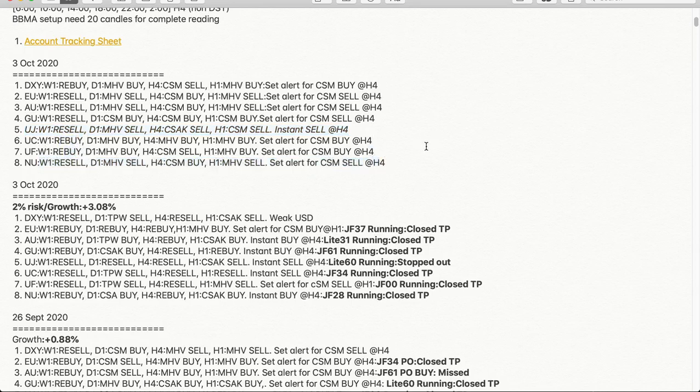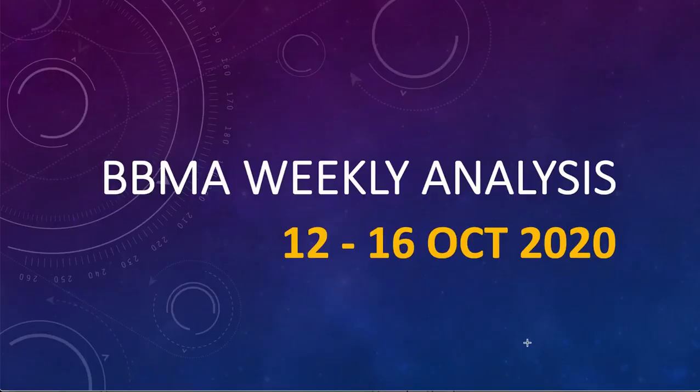Okay, so all the rest of the trades we're setting alerts, and the only one that we instantly sell is UJ. So okay, this will be our trade plan for next week, 12 to 16 October 2020.